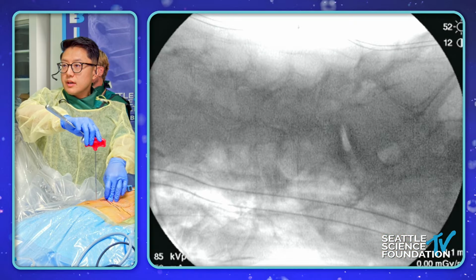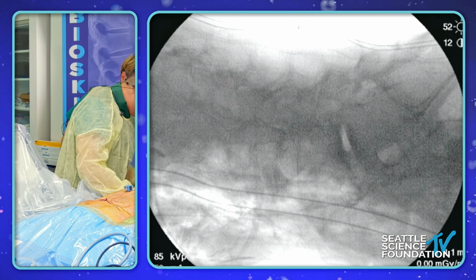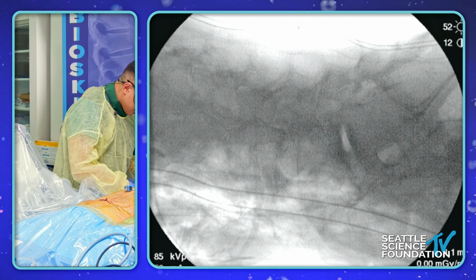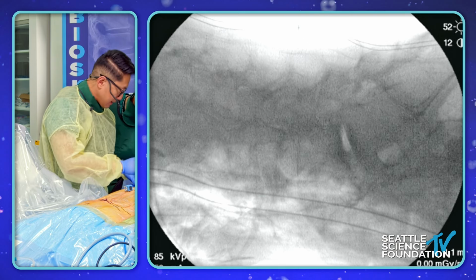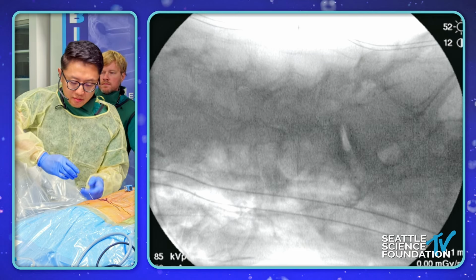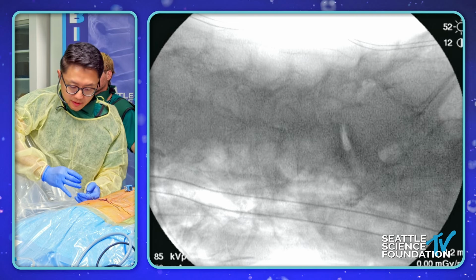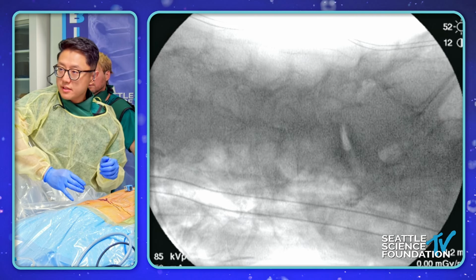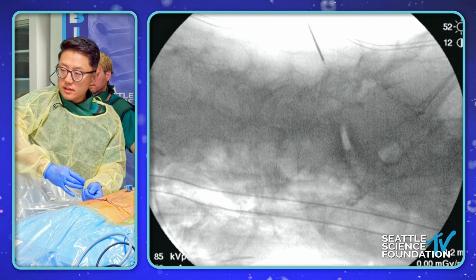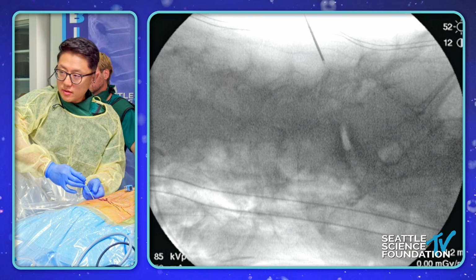Okay, so again, we're on the spinous process. So we could try a little bit more of a medial starting point. Let's just see that spinal needle. Okay, so one more shot there. Okay, so we're still on the spine. I'm going to take another shot here. Let's see a shot there. Okay. One more shot there.